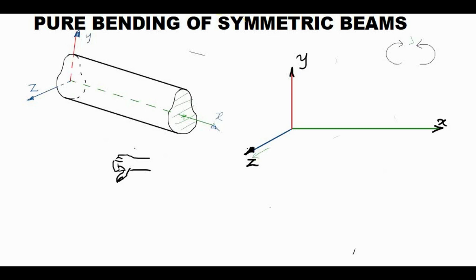So the direction of a moment in the xy plane will be the z direction. We have to place our thumb in the positive z direction and rotate the other fingers. So it will be in this direction. We have to rotate the fingers in this direction, so an anti-clockwise moment will be the positive moment.